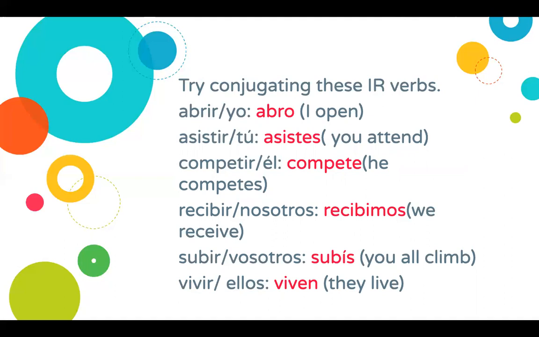Recibir in the nosotros form is recibimos, which means we receive. Subir in the vosotros form is subís, which means you all climb. And vivir in the ellos form is viven, which means they live.